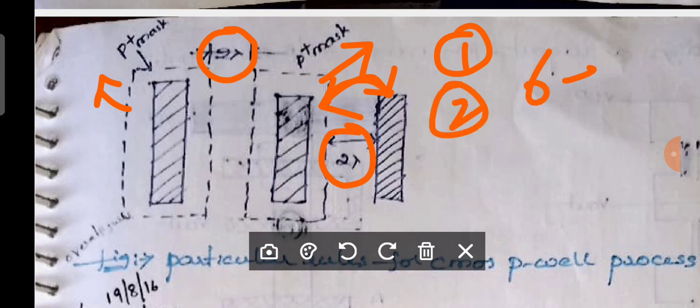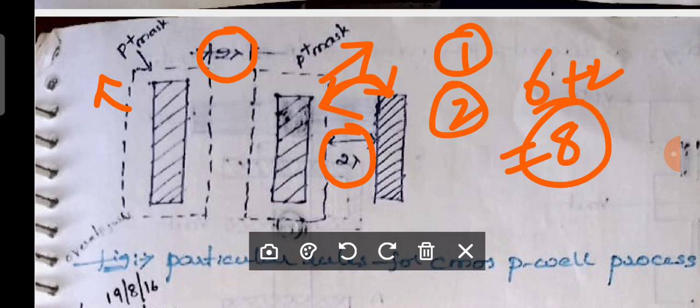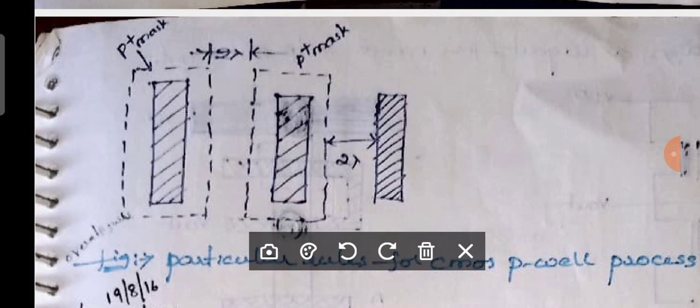That means totally 6 plus 2. How many rules we have seen till now? 8 rules. Is it understood? Now I will write all these 8 rules. If you want, you may just observe.